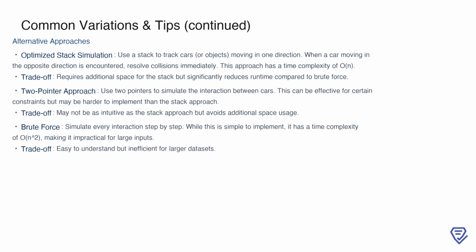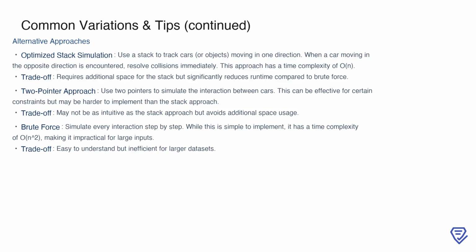Let's discuss some alternative approaches for solving this problem. One effective method is using an optimized stack simulation. In this approach, you use a stack to track cars moving in one direction, resolving collisions as soon as a car moving in the opposite direction is encountered. This reduces the time complexity to O(n). However, the trade-off is that it requires additional space for the stack, although the runtime gains often outweigh this cost.